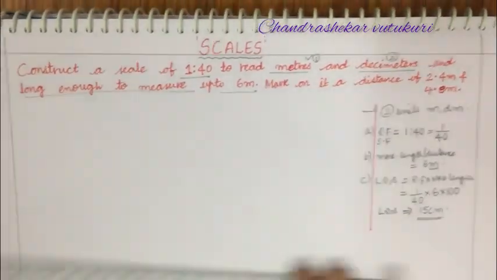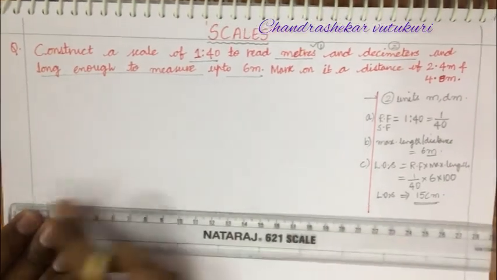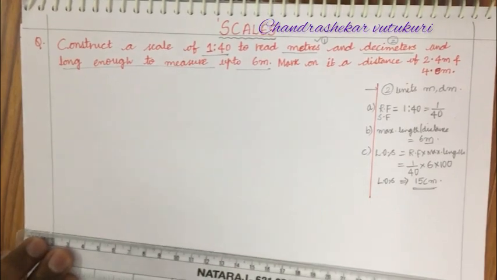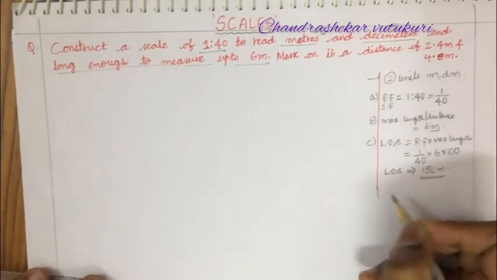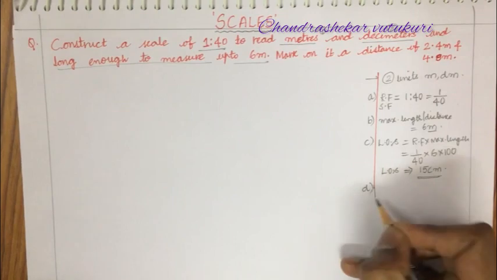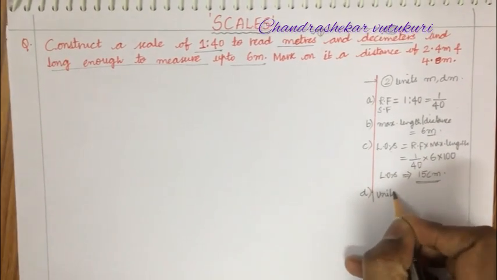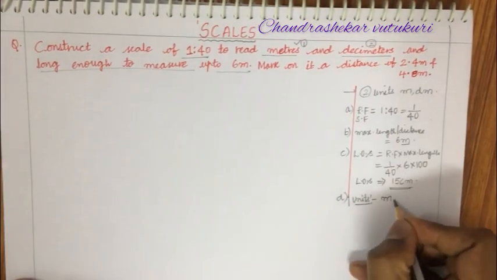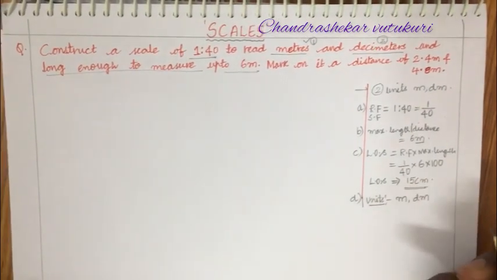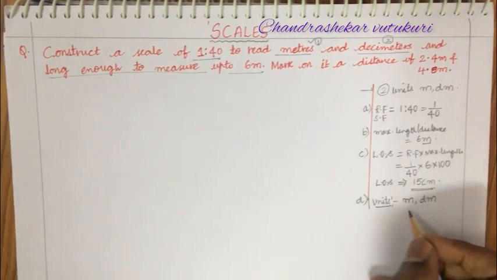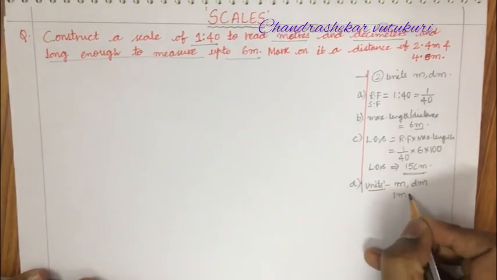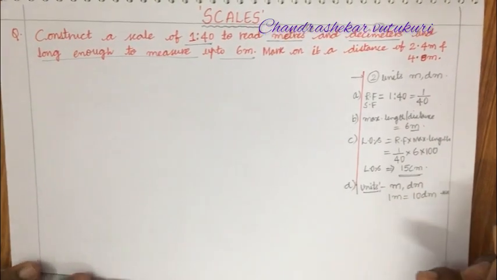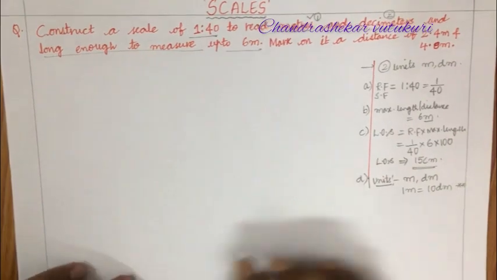Now, I can plot with 15 centimeter a line or a scale using my plastic scale or a ruler. Once the length of the scale is identified, we need to know the units of the scale. The next thing is, what are the units of the scale? The units specified in the problem are meters and decimeter. I am going to share with you the units table, which is very important for all of you. So, 1 meter equals 10 decimeter. You need to work out all these units, which I am going to share in this video at the end of the video.